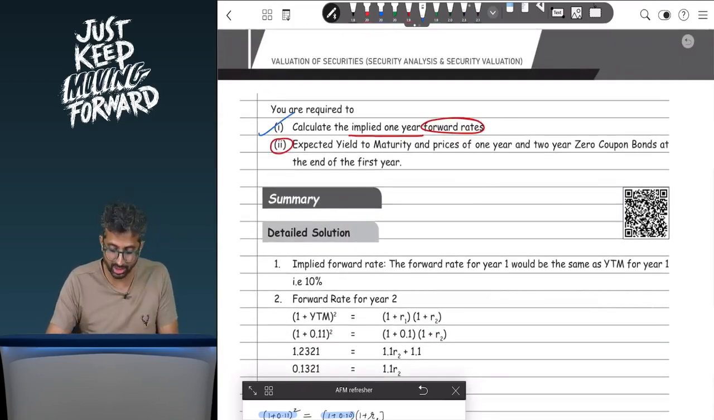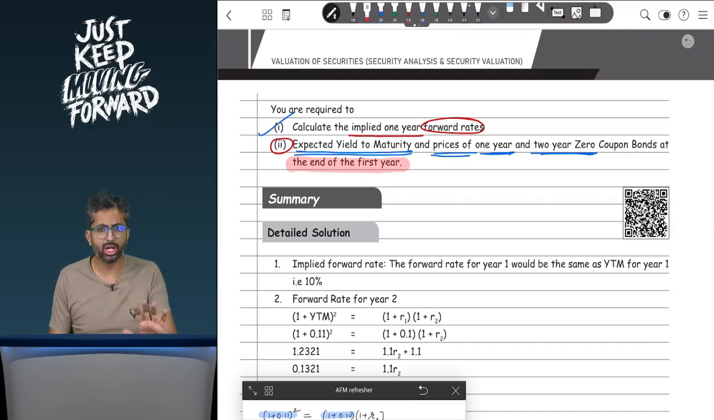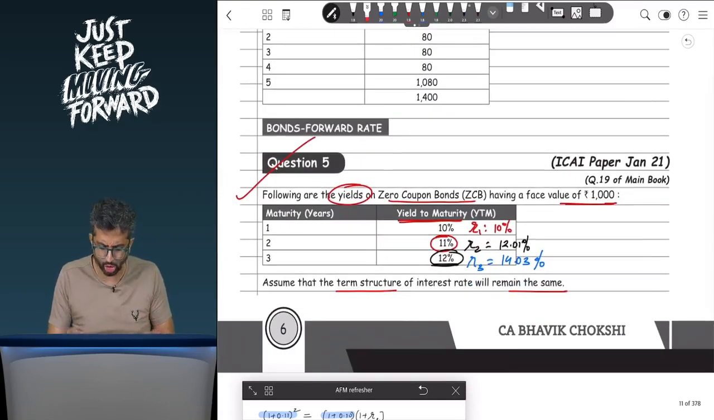So subpoint 1 is done. Subpoint 2 says you are required to find the expected yield to maturity and prices of 1 year and 2-year bonds at the end of the first year. Now you are already having the data, yield to maturity and everything. These are zero coupon bonds with a face value of 1000. You are already having this data today. But the question says at the end of the first year.